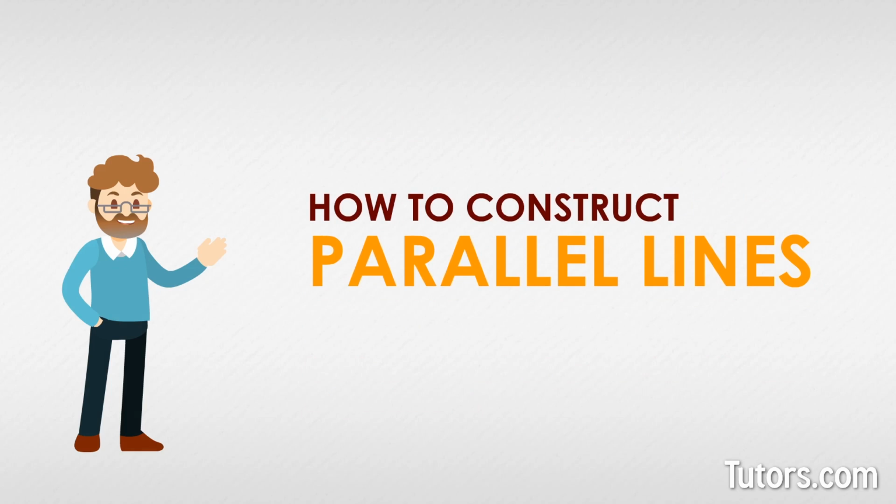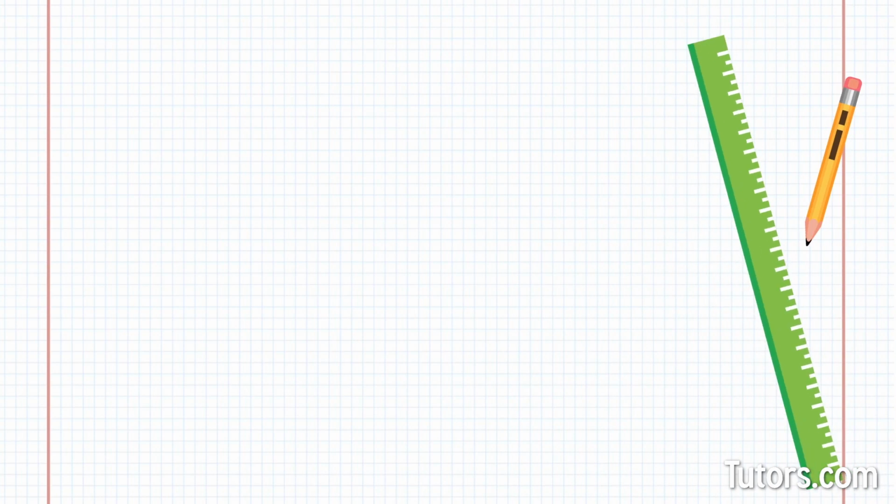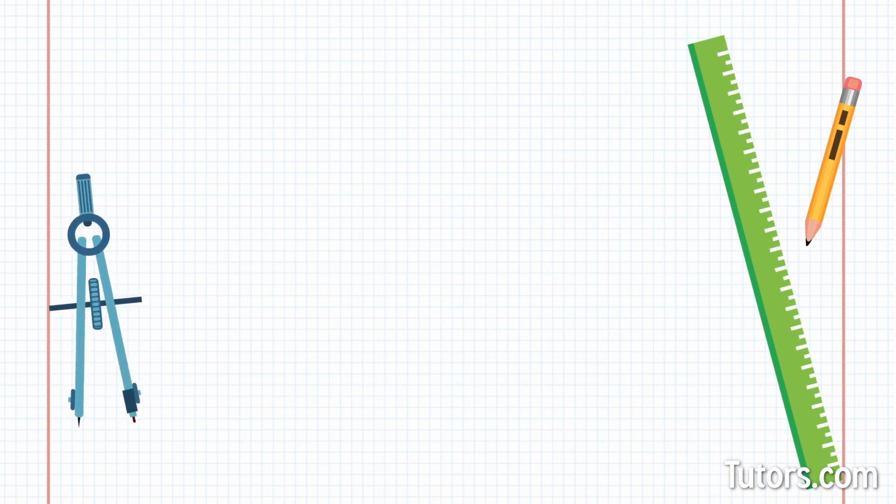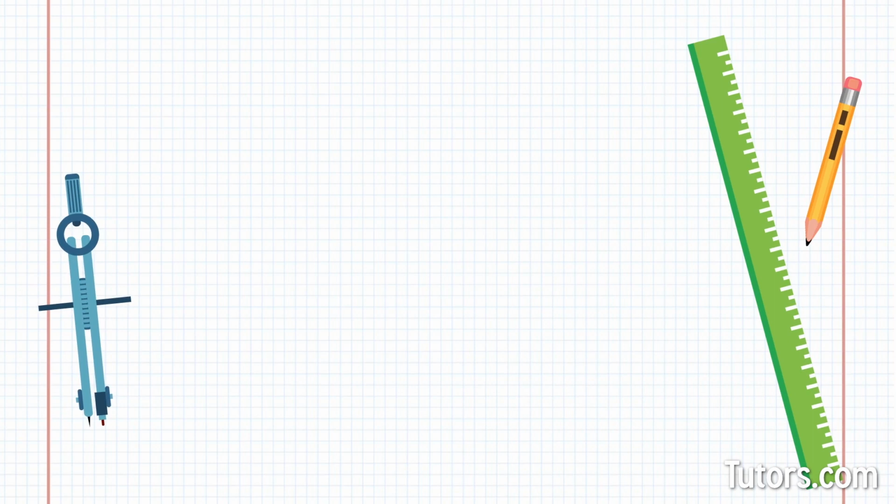To construct parallel lines, you need these 4 simple tools: paper, pencil, straight edge, like a ruler or any straight, thin, smooth object, and a compass, not the kind for direction, the kind with 2 legs, one with a point and one with a pencil. Okay, let's construct our parallel lines.